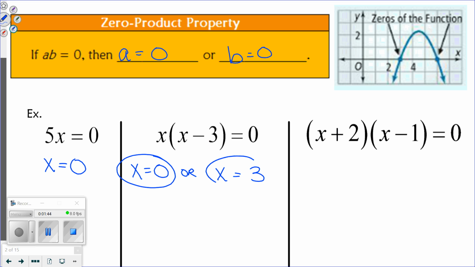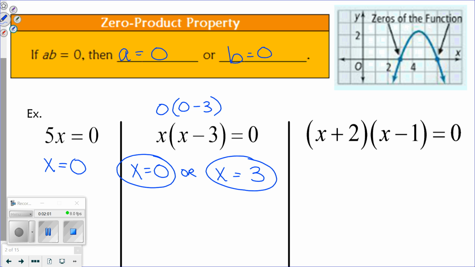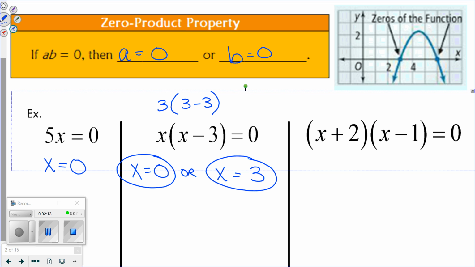Now you're like, wait a minute, where did that come from? The same way here, where if I multiplied two things, one of them had to be 0. So obviously, if this is 0, then you have 0 times 0 minus 3. 0 times anything is 0. So that one makes sense. So where he got 3 from, if x is 3, that means 3 times 3 minus 3. What's 3 minus 3?